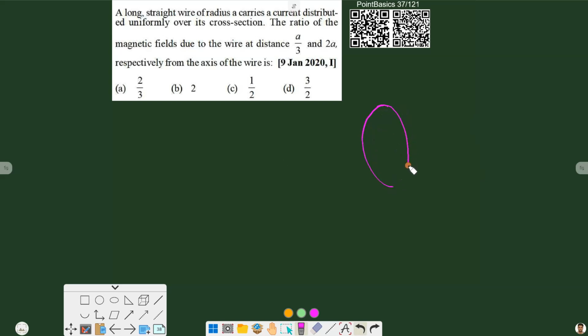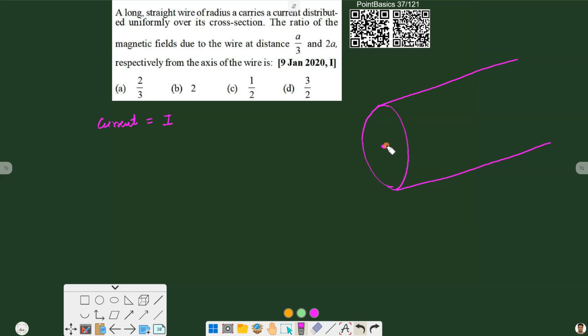This is the cross section of the wire, and this is the wire. This is the center of the wire, and it carries current distributed uniformly over its cross section. So suppose it is carrying current I. Current is equal to I, and we have to find the magnetic field at distance A by 3, where A is the radius of the wire.